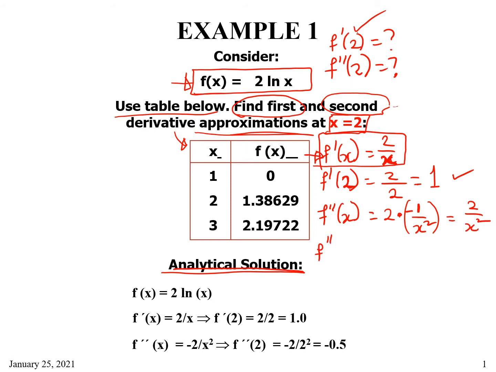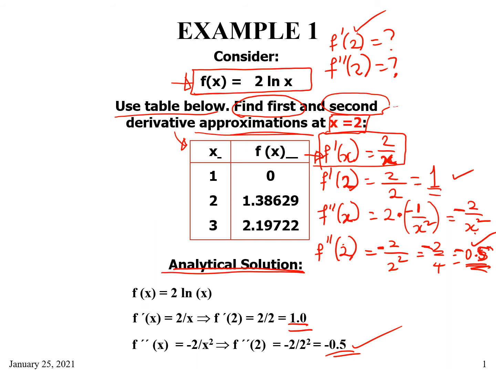So what's f prime prime of 2? Plug in 2 wherever you see x in the equation. So it's minus 2 over 2 squared, which is minus 2 over 4, which is minus 0.5. So that is the analytical solution for this problem: minus 0.5, and 1.0.